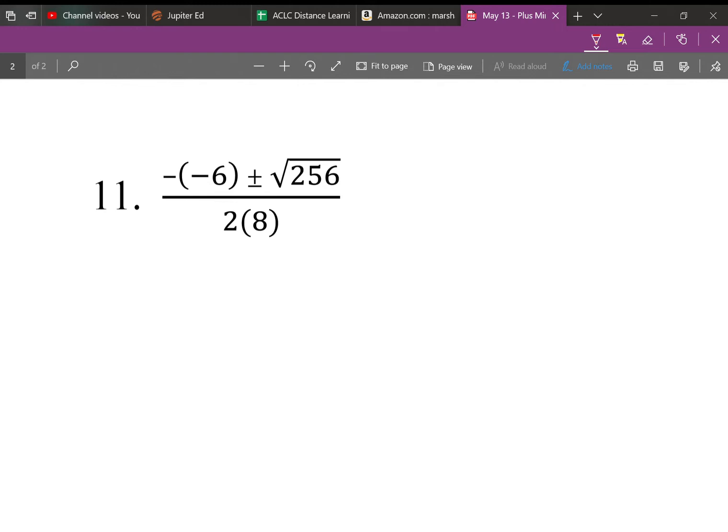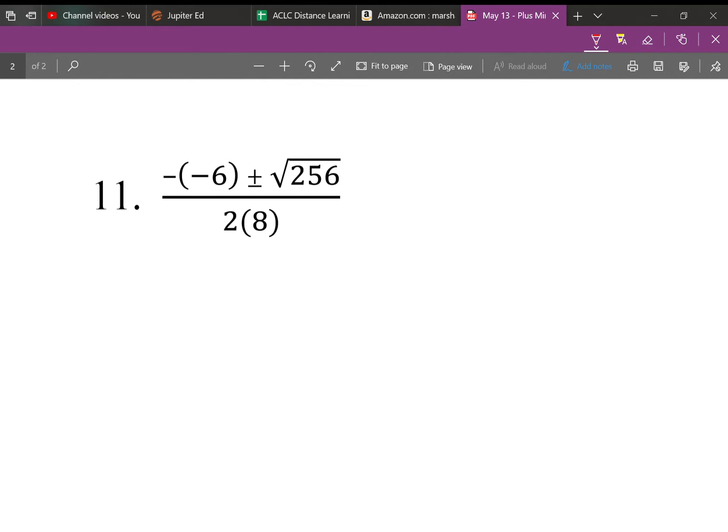All right, so a lot of things going on here. I got minus, parenthesis minus 6, plus the square root of 256 over 2 times 8. Grouping symbol wise, again, as we've seen, there's nothing to do inside the parentheses with negative 6. We are instead going to take care of the square root of 256 first, because that's the first grouping symbol we want to deal with.